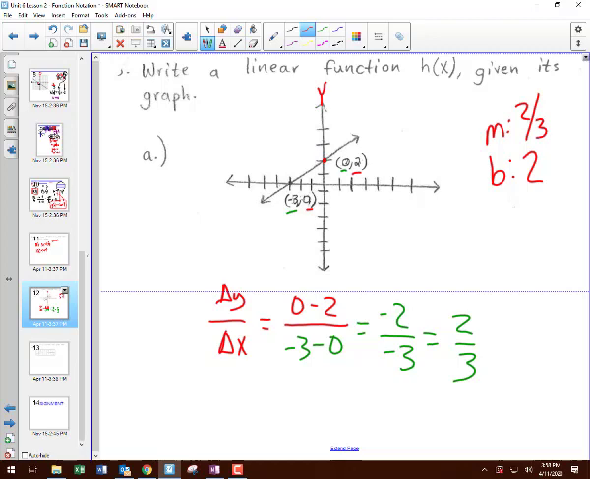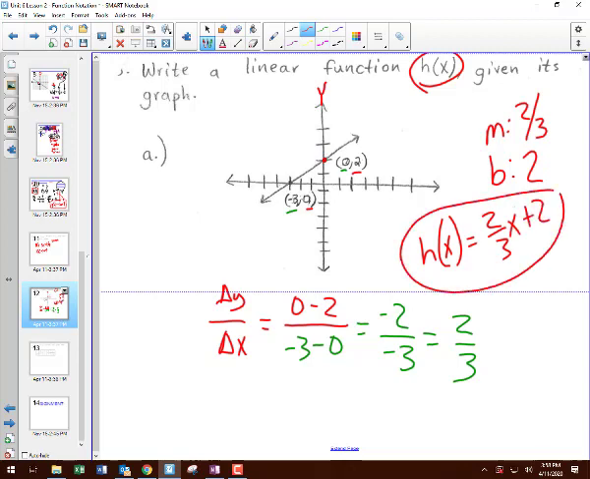All we have to do is write our function, in other words, write our equation. We're dealing with h of x. You always have to make sure how they want it. h of x equals 2/3 x plus 2. Final answer.